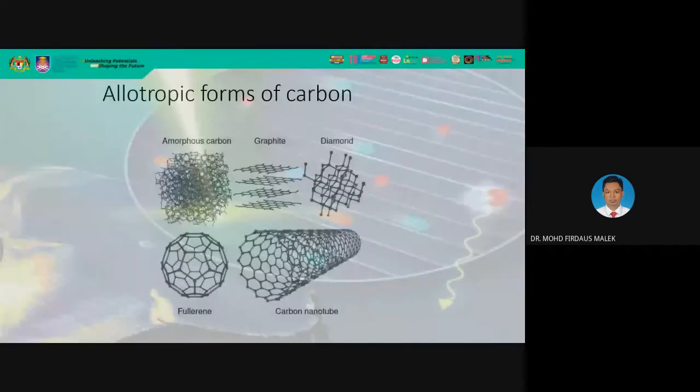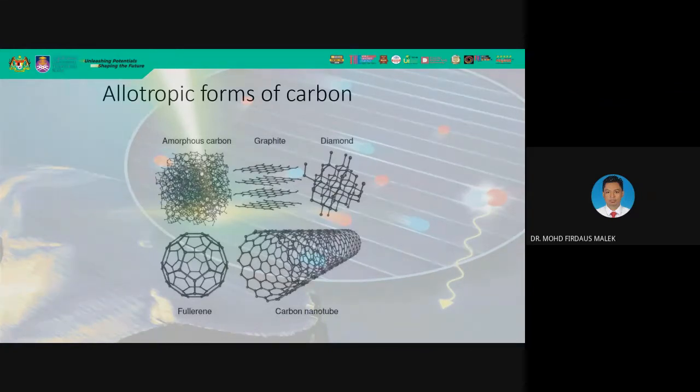So, based on your previous experience, or your previous semester, I think you have come across this term which is allotropy. So what is allotropy? Anyone? Ada yang tahu tak? Saya tak tahu. Pernah dengar? Tak. I think you kena ingat balik. Okay, so what is allotropy?